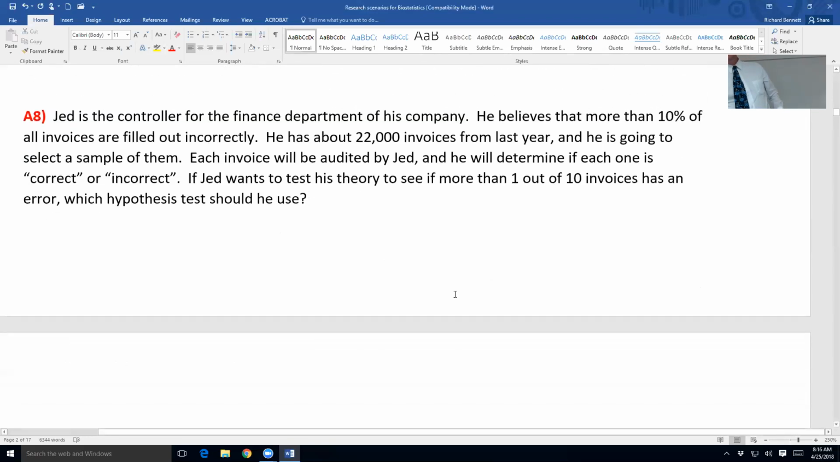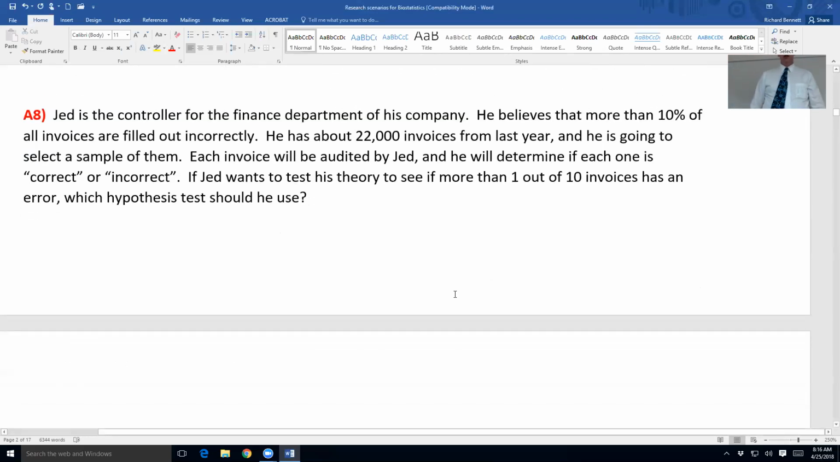Jed is the controller for the finance department of his company. He believes that more than 10% of all invoices are filled out incorrectly. He has about 22,000 invoices from last year, and he's going to select a sample of them. Each will be audited by Jed, and he will determine if each one is correct or incorrect. If Jed wants to test his theory to see if more than 1 out of 10 invoices has an error, which hypothesis should we use?